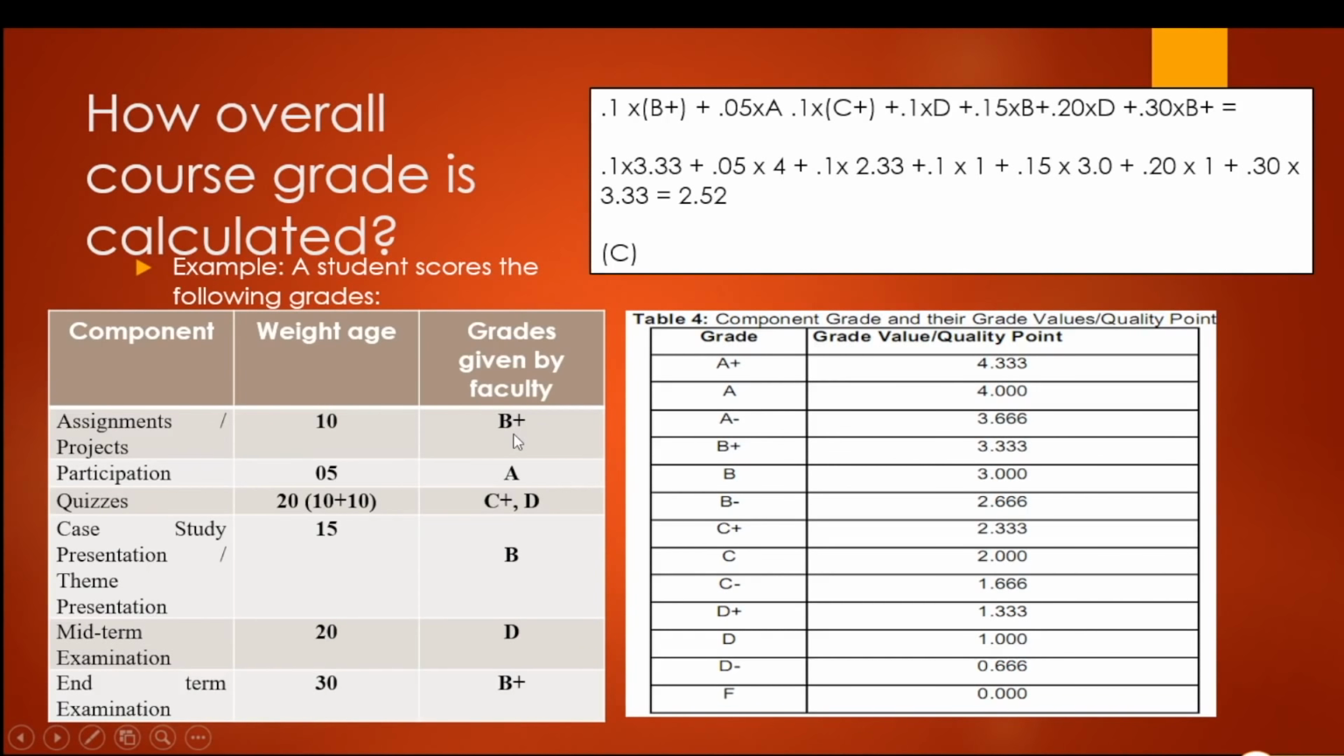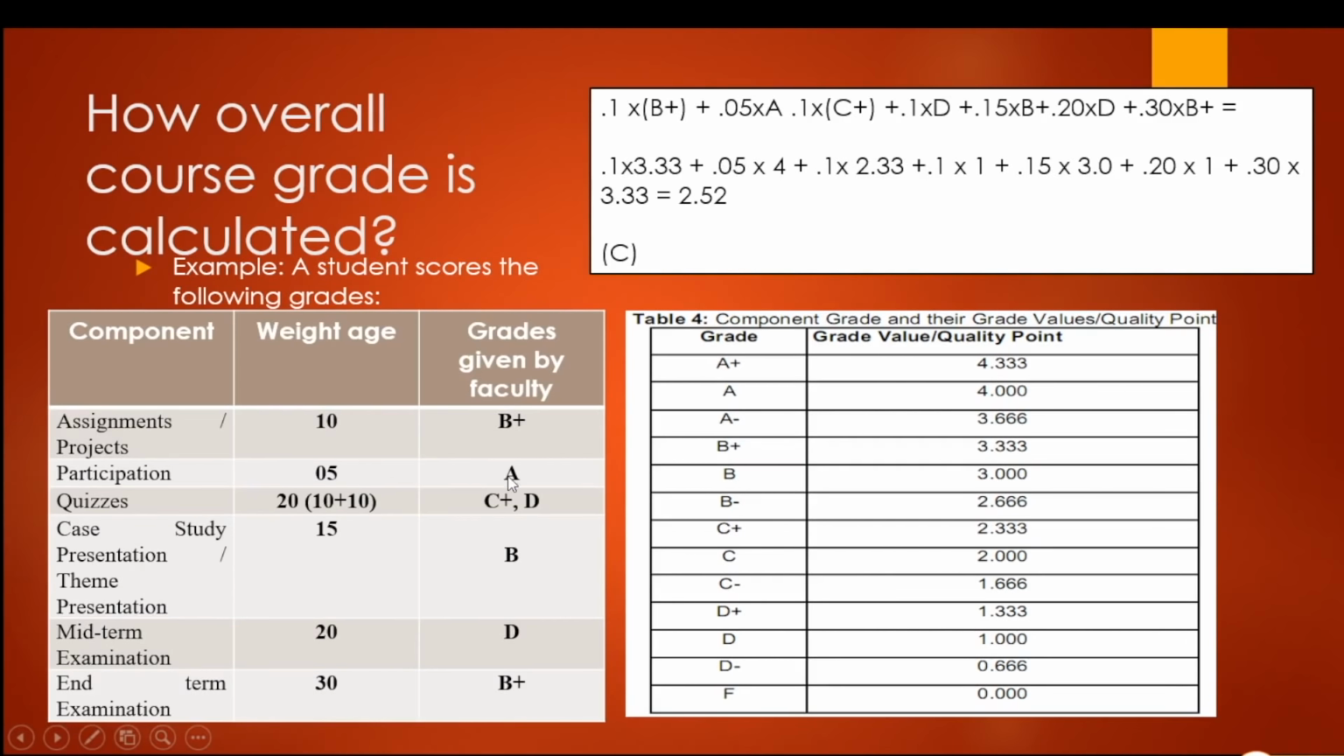So what we have done is, assignment has got B plus. Now B plus is having how much? It is having 3.33. So this 3.33 is there. What is the weightage? It is 10%. 10% means 0.1. So 0.1 into 3.33. Now here for participation weightage is 5%. 5% is 0.05.